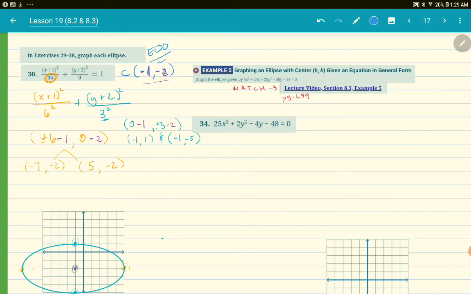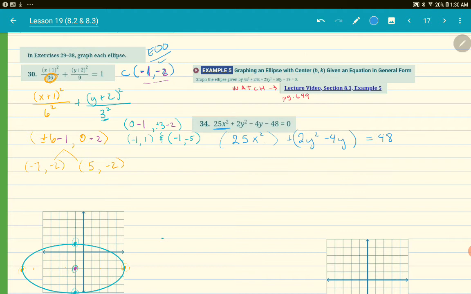So I want to group my x's and my y's together. So my x's are 25x squared. Actually, there's no x term, there's just the x squared term. That's already a perfect square. So that one's actually already done for me. So I'll just leave that one alone. And then I'll group my y's. So my y's are the 2y squared and the minus 4y. And then I have that negative 48. I want to move to the other side. So I'll have plus 48.